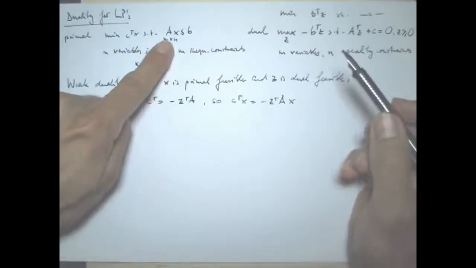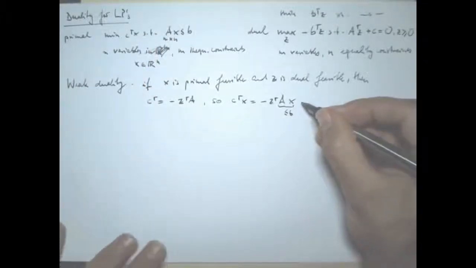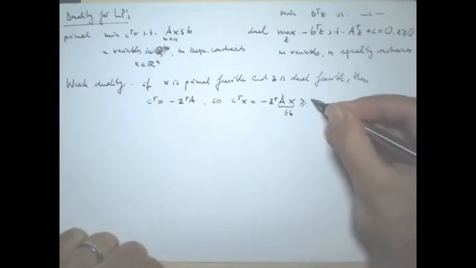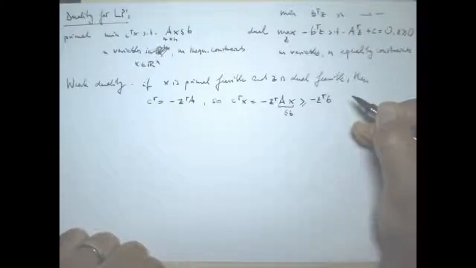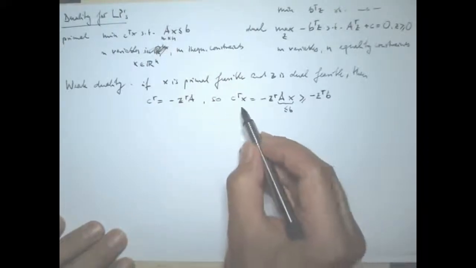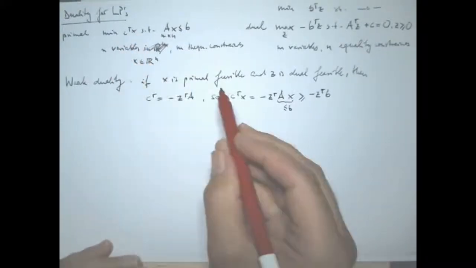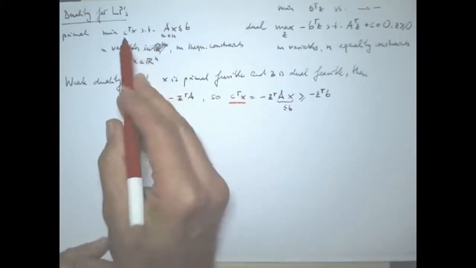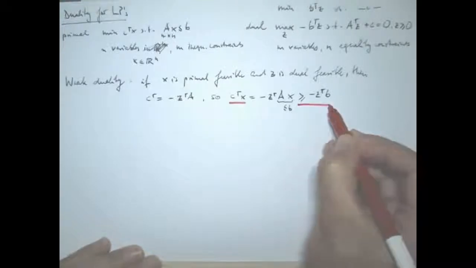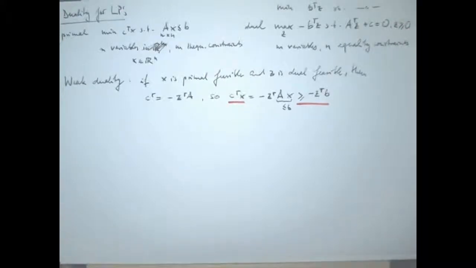But we also have these inequality constraints. So A times X should be less than or equal to B. And that's why here we have a negative sign. This should be more than or equal to minus Z transpose B. So you see on the left-hand side, we find that the value of the primal problem is always larger than or equal to the value of our dual problem.